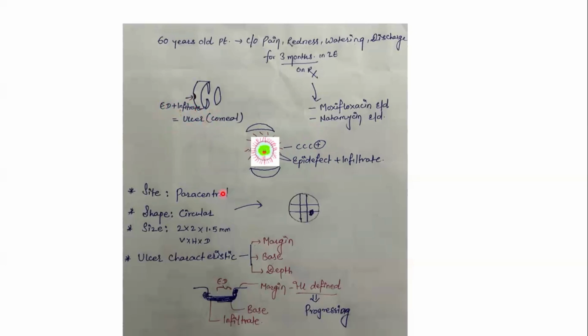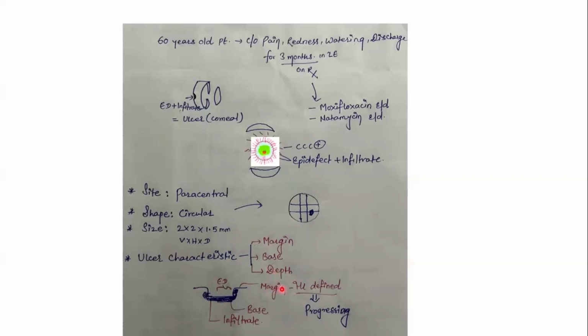So coming to the description of the corneal ulcer, always mention the site, shape, and size of the corneal ulcer. Always draw a diagram dividing the cornea into 9 different quadrants for mentioning the site of the corneal ulcer, like whether it is paracentral, central, or in the peripheral portions. So where is the location of the corneal ulcer? To mention that, you have to draw these lines dividing the cornea into 9 different quadrants, and then mark the corneal ulcer position accordingly. And along with that, you also need to define the corneal ulcer characteristics in the form of margin, base, and depth of the corneal ulcer.